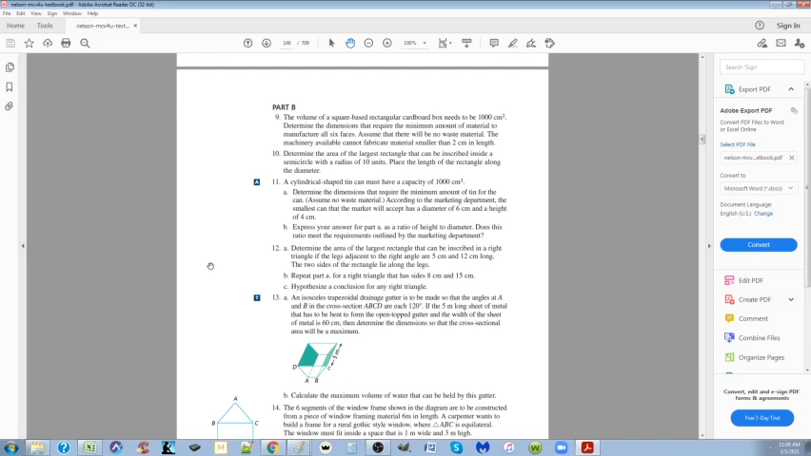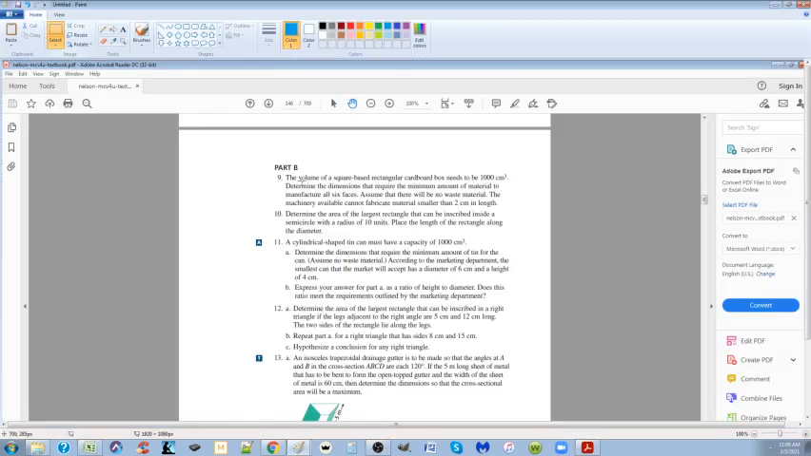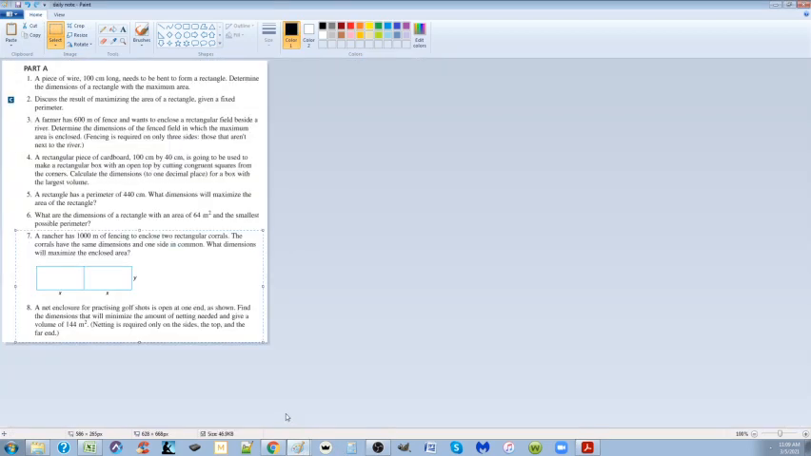Okay. Part B, they're going to get trickier. And you know what? I don't even know if I can do 13 because my brain's not in the game. It isn't lately, period. But we'll do what we can.